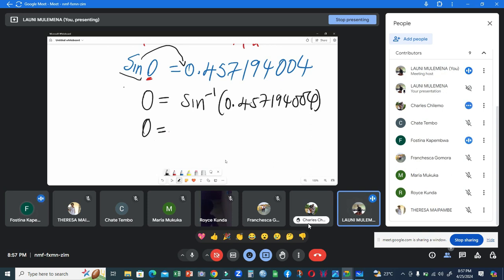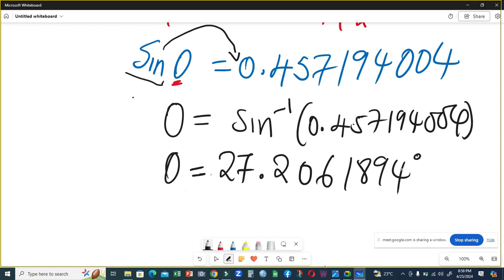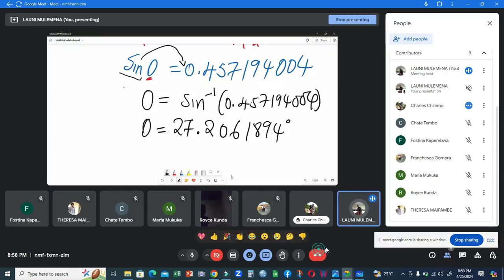Before I explain, yes, Madam Rachel. So it's given 27.206, 27.206. That is 27.1894 degrees. So now, Madam Rachel, are you able to explain how to place sine inverse on the calculator? Yes, please, you can go ahead.